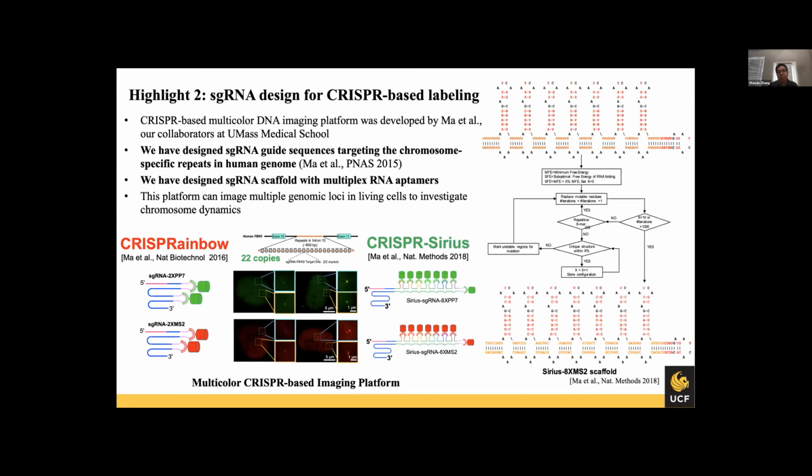My lab has 2 major contributions. First, we designed the sgRNA guide sequences such that they can target the chromosome-specific repeats in the human genome, which makes the signal stronger. That's our first paper, published in 2015.